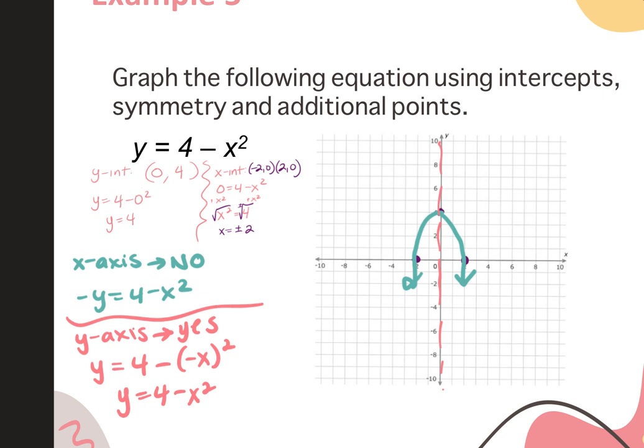And then the last one is your origin. Negative y equals 4 minus a negative x squared. The negative y stays. The x squared becomes positive. It does not match your original, and they are not all different. So it does not have origin symmetry either.